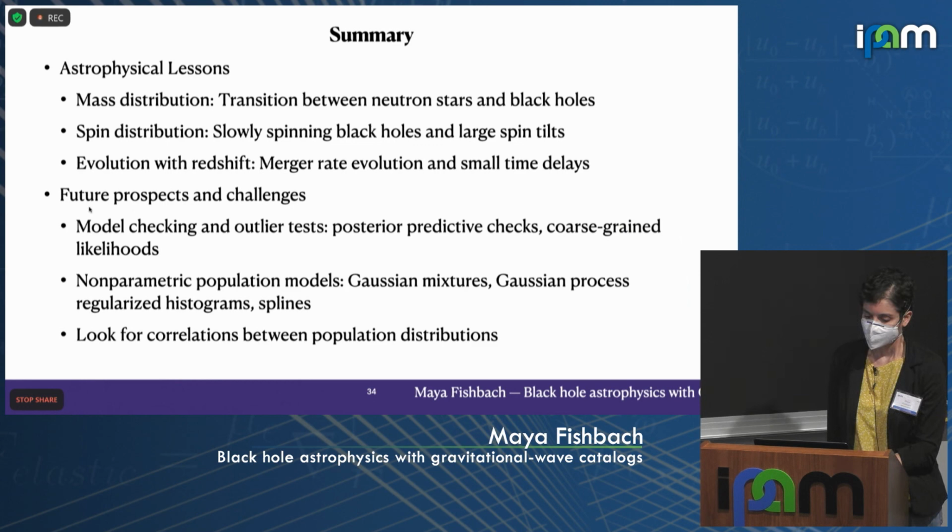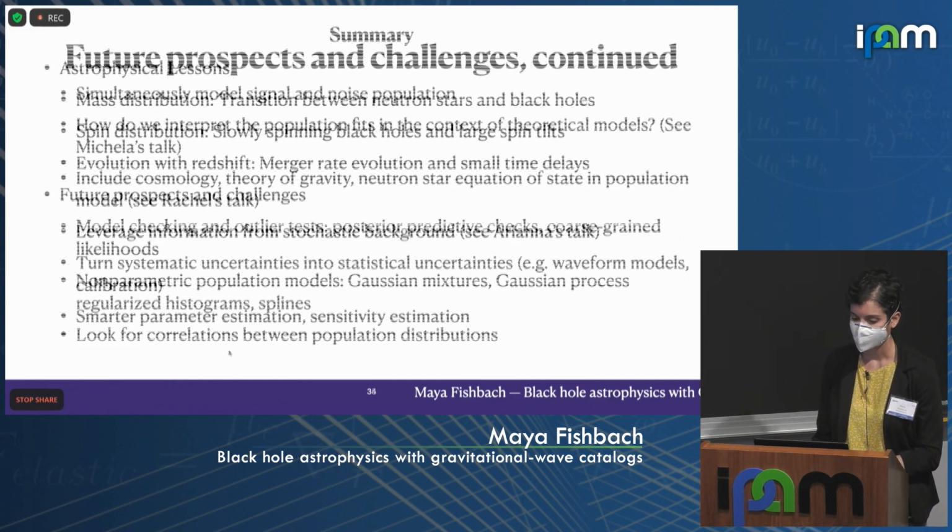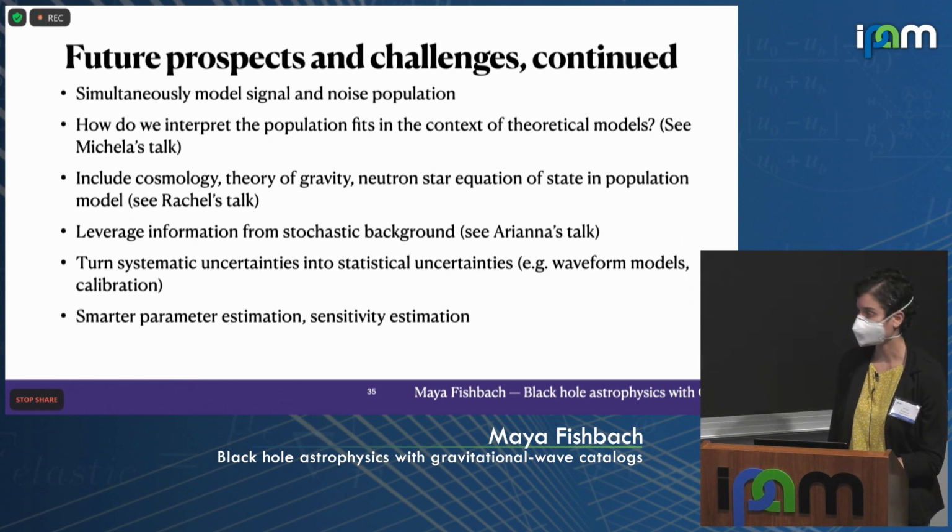I think there's a lot more work to be done on these posterior predictive tests and the outlier tests, and how to interpret those. Also, the non-parametric population work is very cool, and there's a lot of ongoing work on that. And then also looking for correlations between population distributions. And there are all the things that I didn't really have time to talk about, but I think are important, and maybe Colm will also talk about some of them too, which is simultaneously modeling the signal and the noise population.